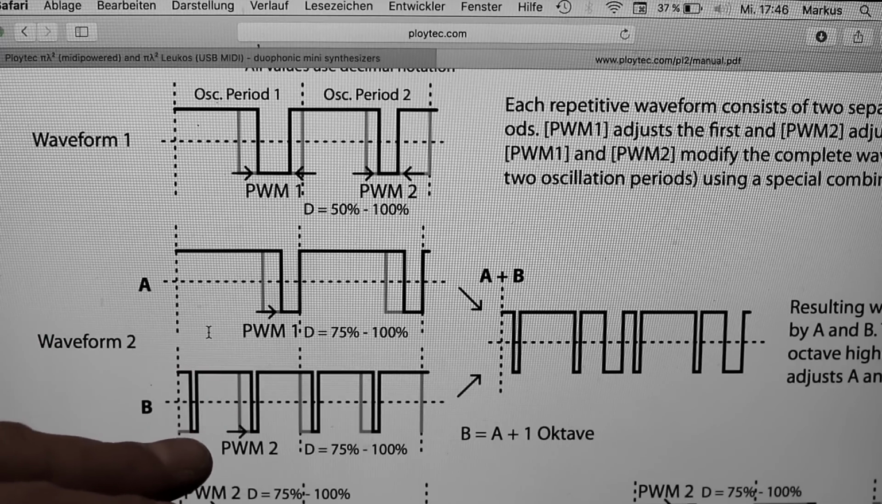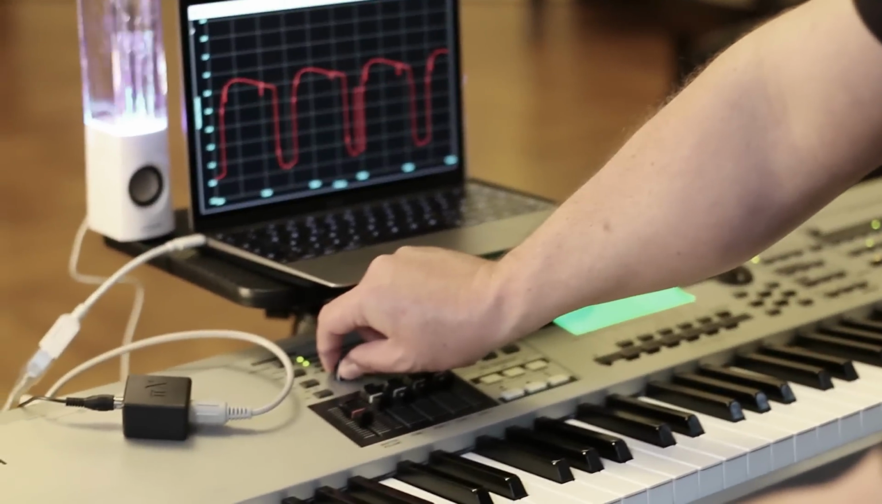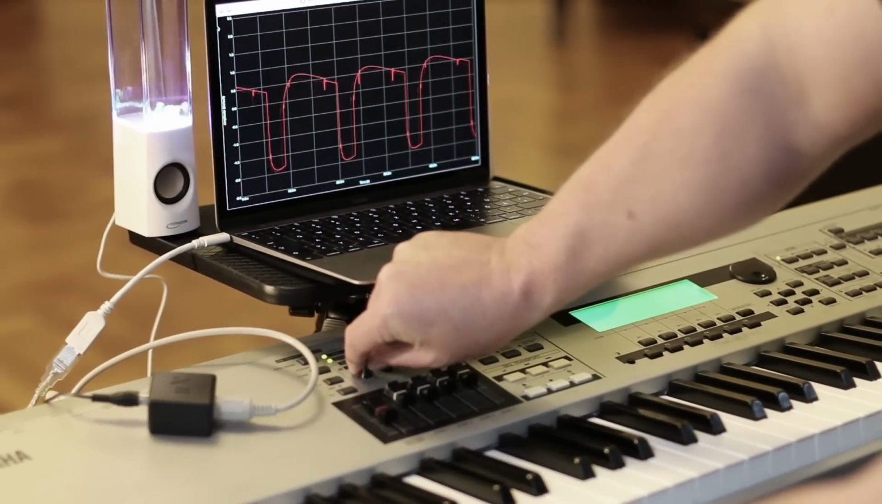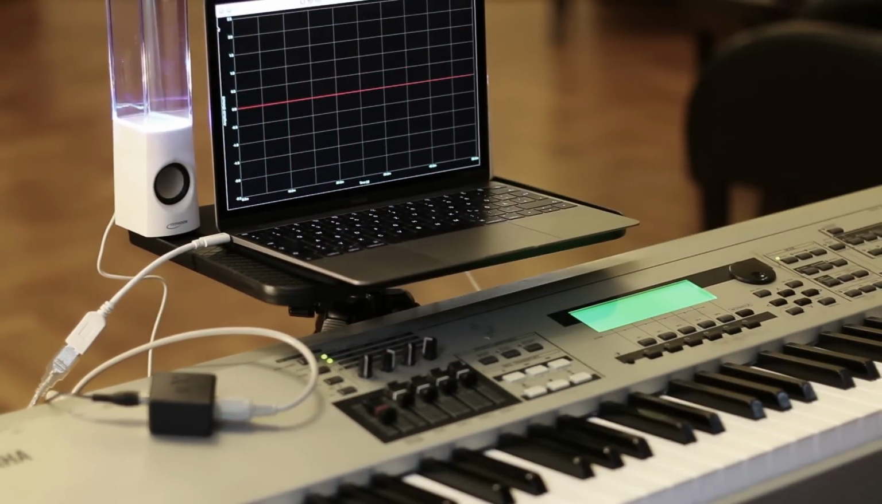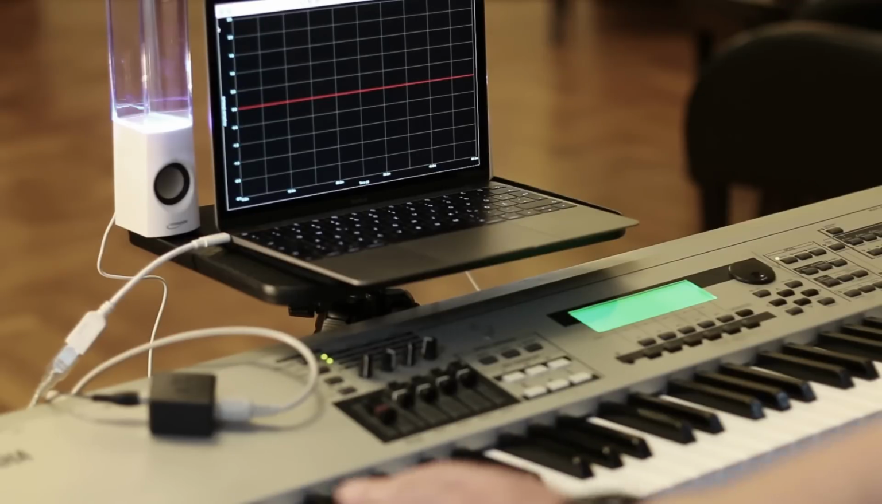Now we want to look at waveform number two. We have a waveform that consists of two elements. There's a basic waveform and an octave waveform. So the basic one is this. And you can see we can change the pulse width only up to 25%.